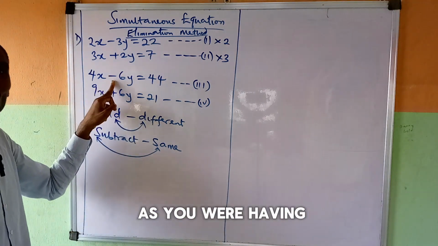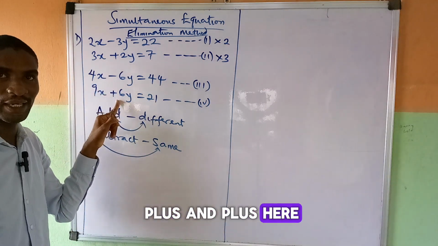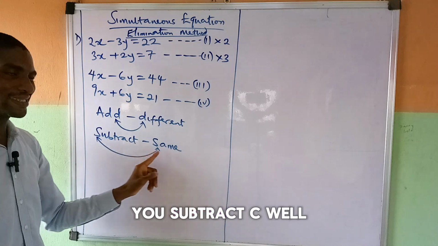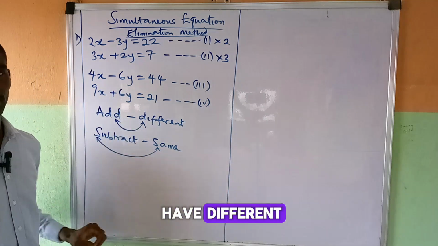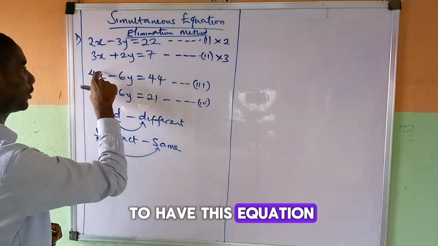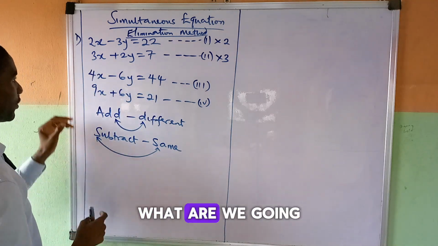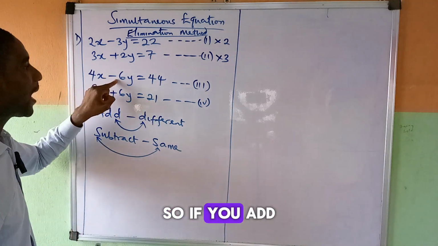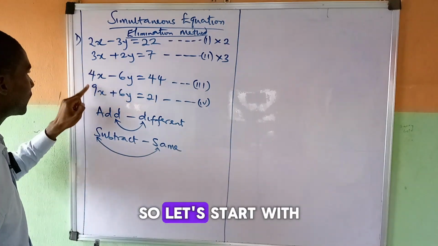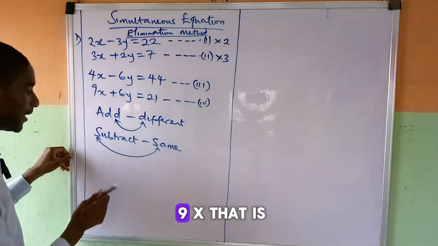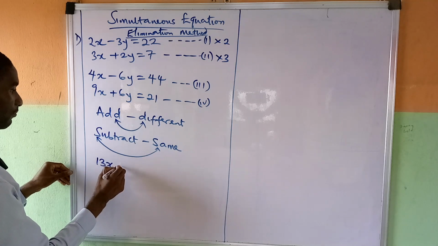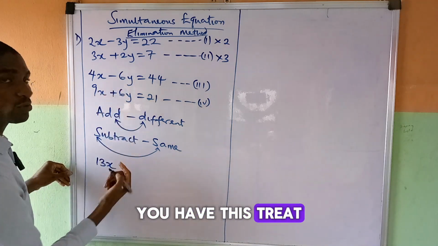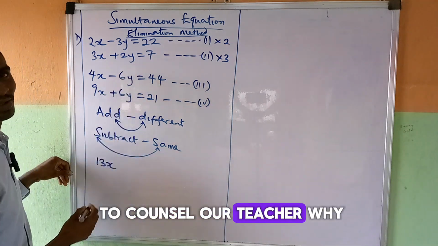So assuming you were having plus and plus here, you subtract same. But here we have different signs, so you add different. If you add this equation and this equation together, what are we going to have? Let's start with 4x plus 9x, that is going to give us 13x. Then minus 6y added to plus 6y will give you 0. It will cancel out each other.